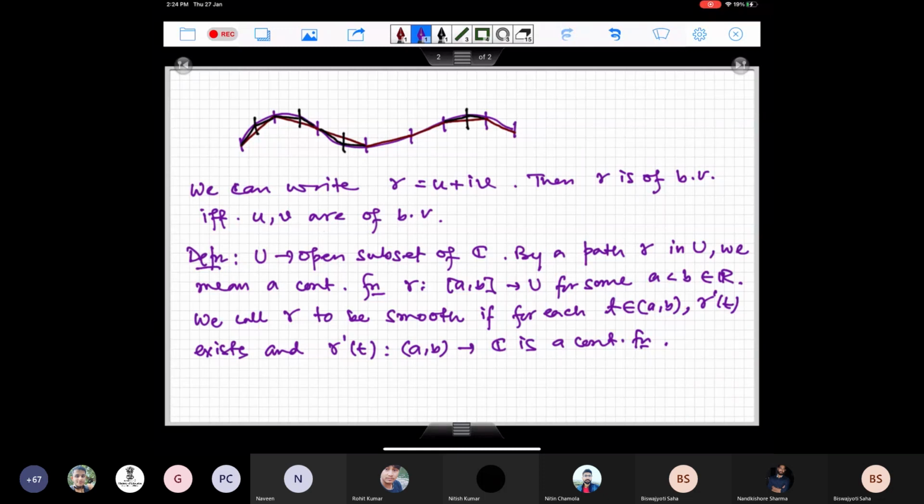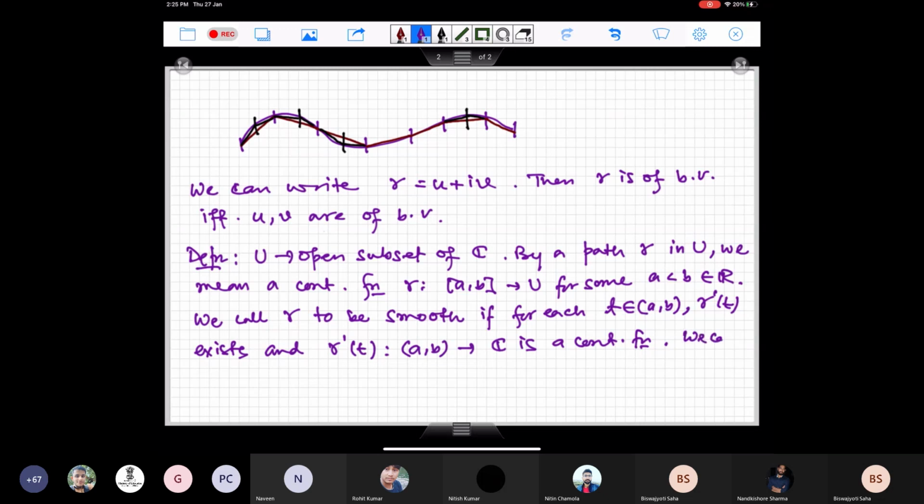And I am saying that the derivative of gamma is nothing but the derivative of the real part of gamma plus the derivative of the imaginary part of gamma times i. Similarly, each of them is a continuous function. Okay, so the derivative of the real part and the derivative of the imaginary part are continuous functions. If we have this kind of scenario, then we call gamma smooth. So we are going to essentially work with smooth curves. And if not smooth, then we can work with piecewise smooth. So what is piecewise smooth?